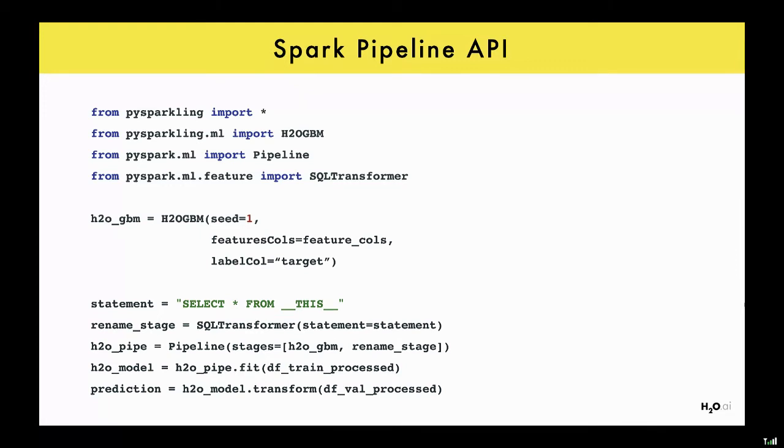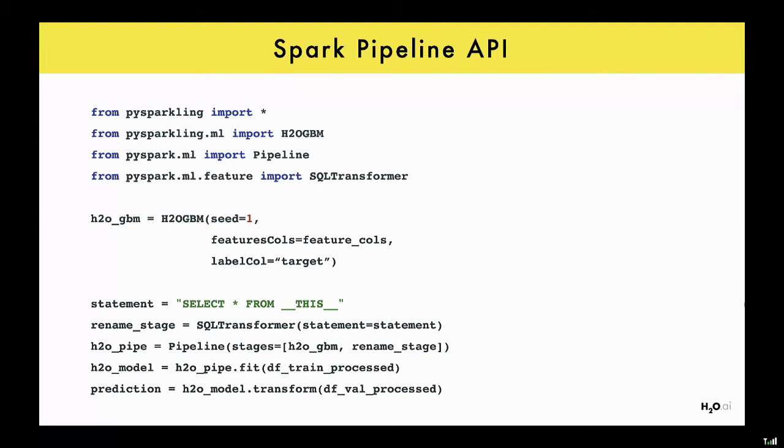Then I can call the fit method on the pipeline, and it will go through all the stages. So it will first go through the H2OGBM stage and then the rename stage. Once I call the fit method, I'll get a model. The model in this case is actually a pipeline model, and it contains all the stages.